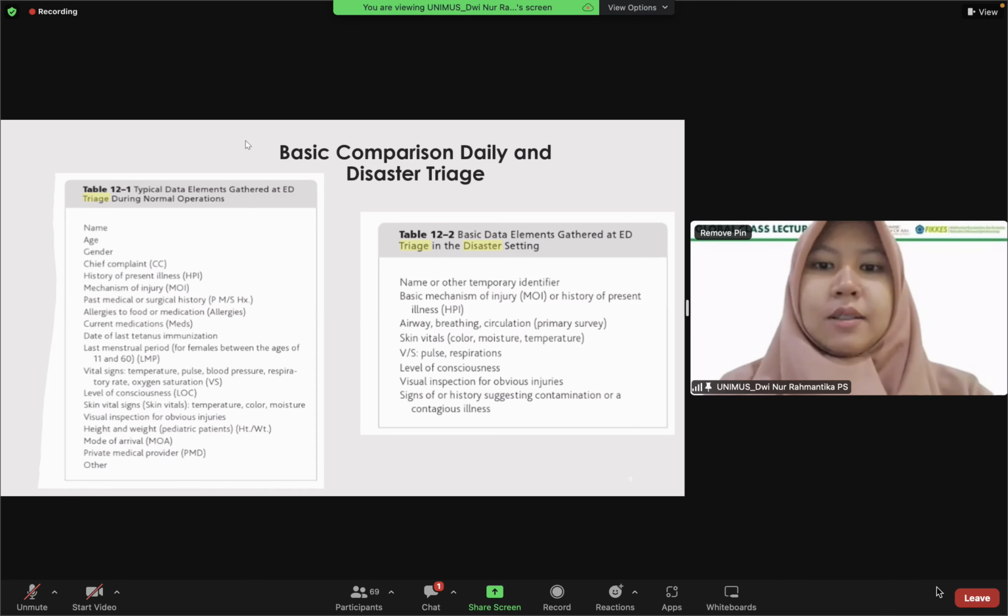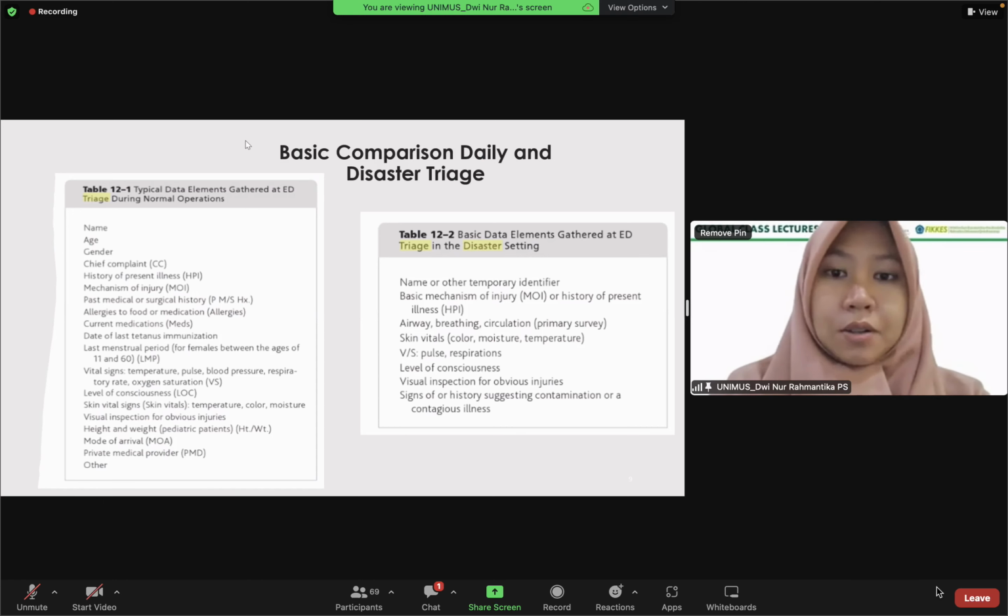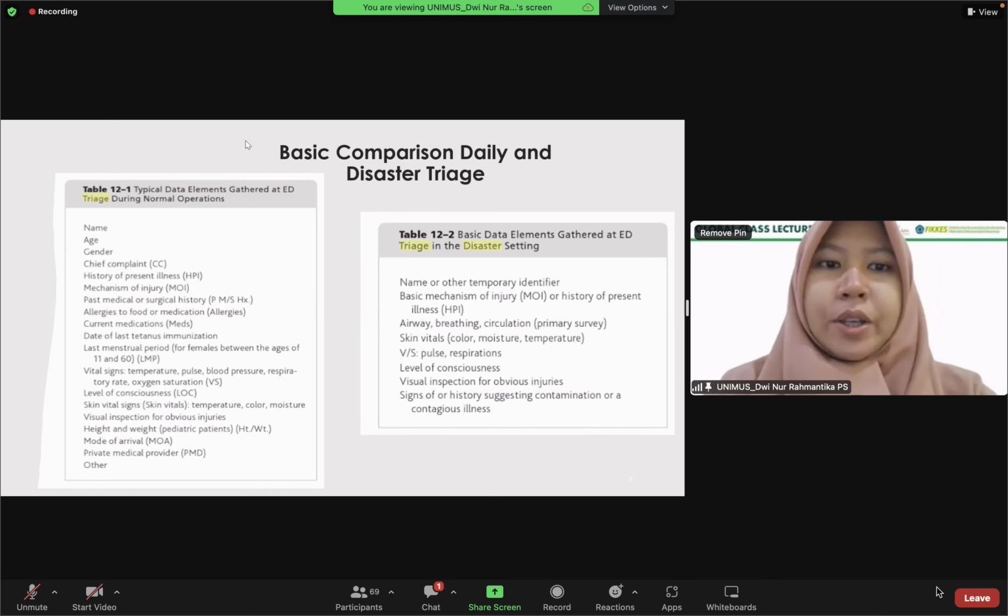We only put the name of the patient and then the basic mechanism of injury. Of course, the data on airway, breathing, and circulation is the important thing that we cannot skip. And then also the vital signs, level of consciousness, visual inspection, and signs of history. These are the points that should be written down by the nurse or medical team. Other identity details like name, gender, and so on, we can complete after we give the patient treatment first.